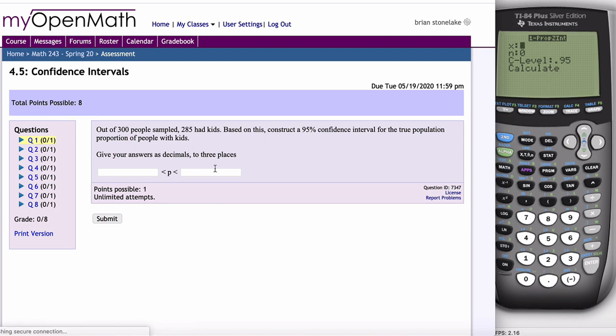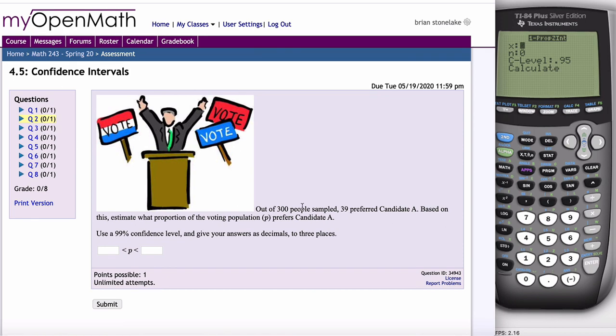And I think you'll find that the second problem is more of the same. They give you 300 people and 39 of them is your x. Make a 99% confidence interval. Again, you're just giving the bounds of the interval.